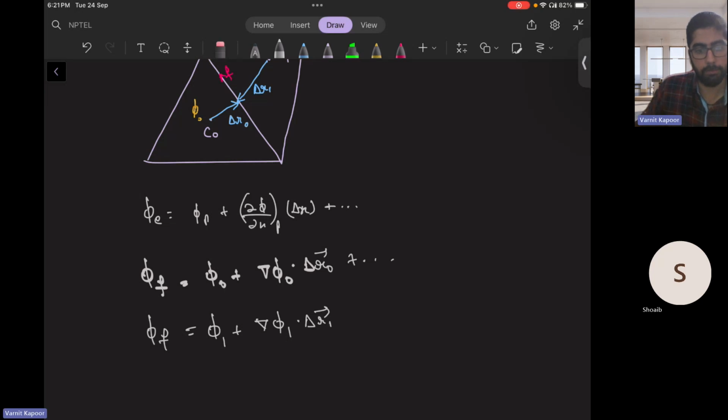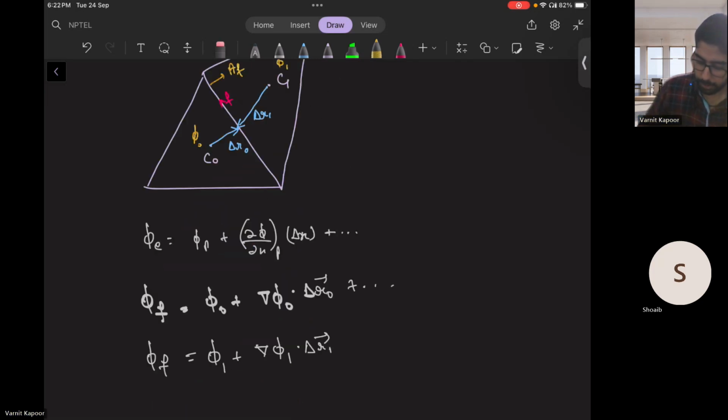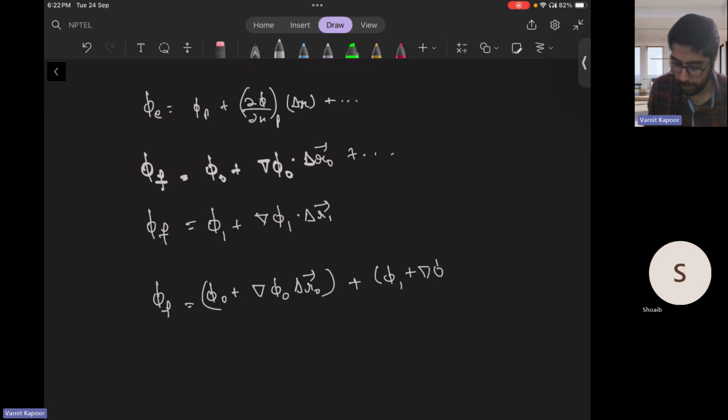So we started with only the first term. We said phi of f equal to phi naught plus phi 1 by 2. But now we have an extra term, which is the second term in this Taylor series expansion. So now the general solution is that we put the phi back into the equation and calculate the improved cell centroid values. First of all, what you will do is put this value of phi f: phi f is phi naught plus gradient of phi naught delta R naught, plus phi 1 plus gradient of phi 1 delta R1, divided by 2, correct?